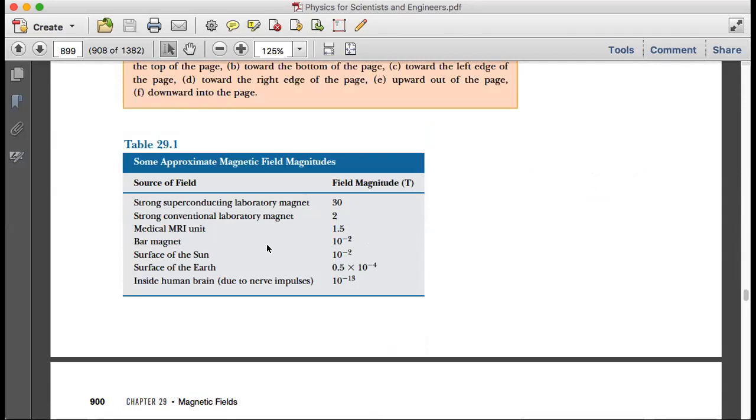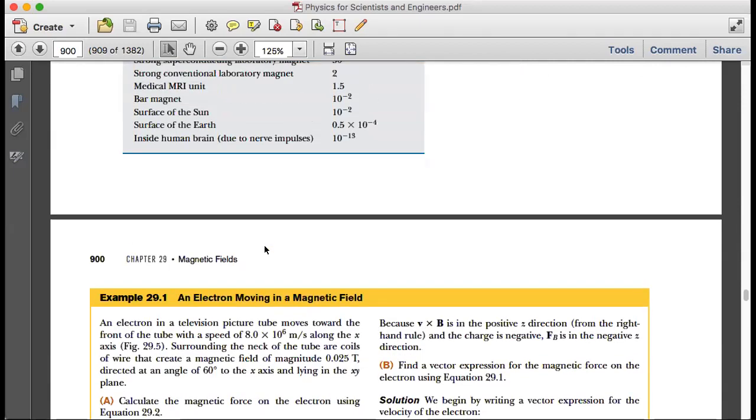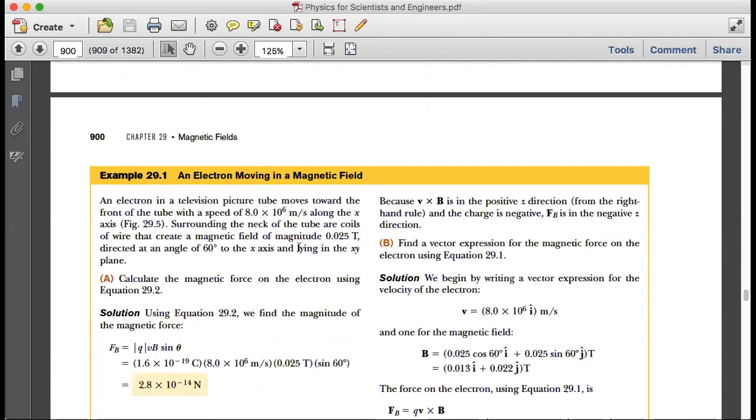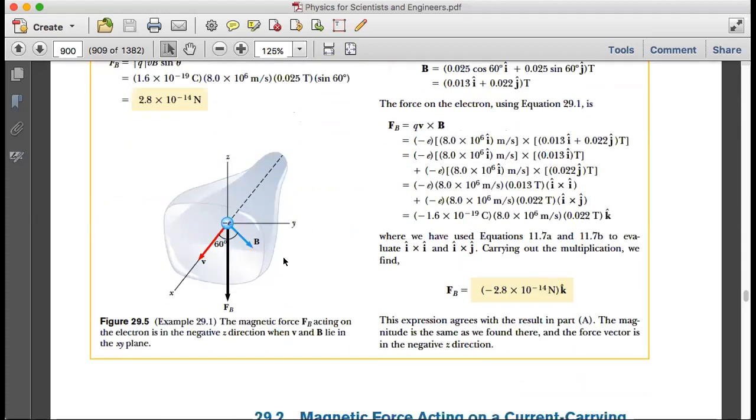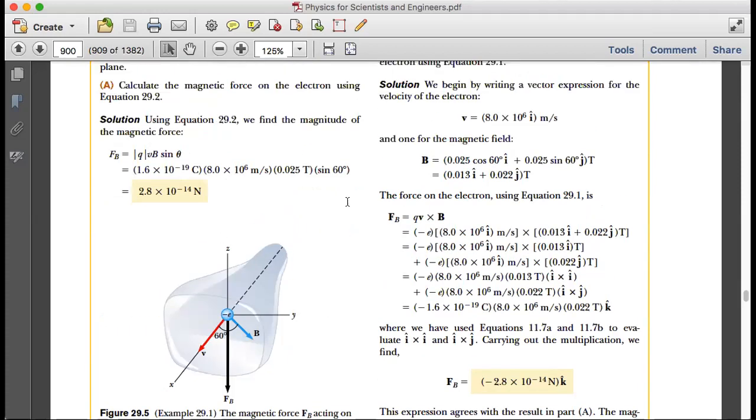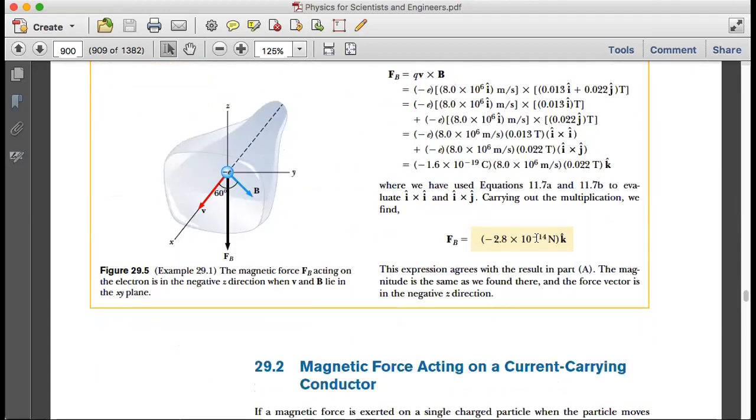Terkait dengan ini, Anda bisa cari di sini. Kemudian sebagai contoh, elektron yang bergerak dalam tabung PV. Jadi ini kita tentukan besarnya, ini vektornya, kita pakai cross. Kalau vektornya lengkap, ada arah dan besar, dan di sini minus, karena elektron.